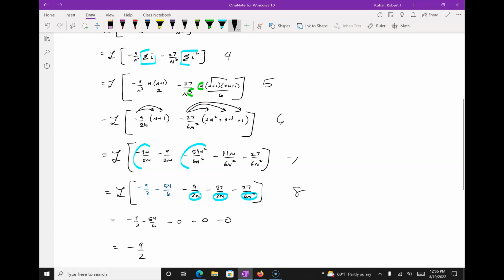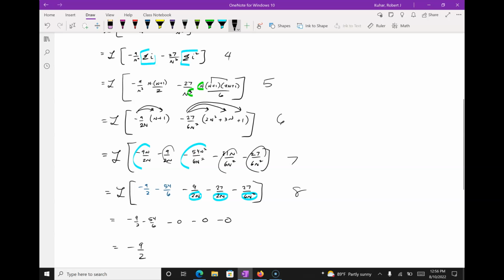Yeah, and then I left everything. I try to simplify, but I don't have to, because I see the power here of n is higher in the denominator. So we know right from our chapter on limits at infinity that those pieces go to 0 when I take the limit.